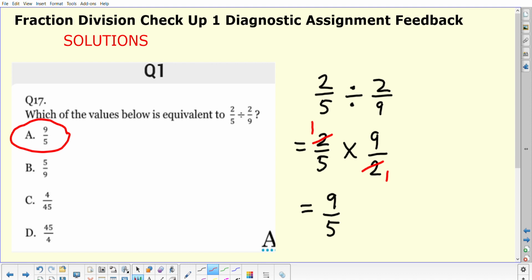Occasionally these are also changed into mixed numbers, so technically, although it's not one of the answers here, we could have done 5 into 9 would give you 1 whole, remainder 4. So you could write that as 1 and 4/9. That would be an equivalent answer, but as they've left the answer in top heavy form for this particular question, that's what you would have as your answer.